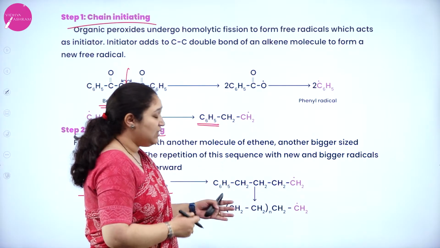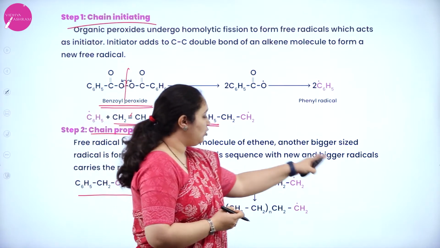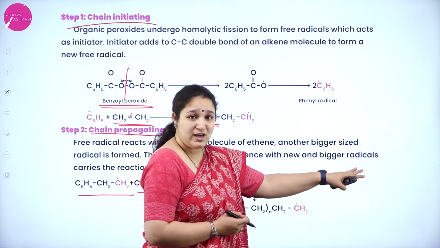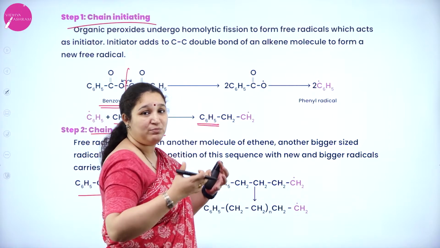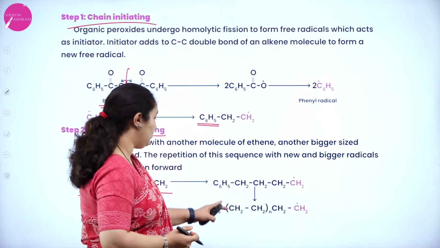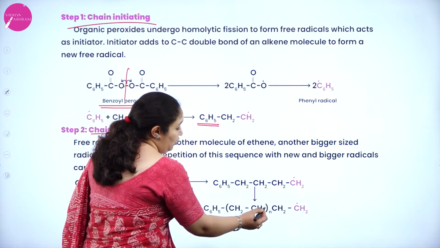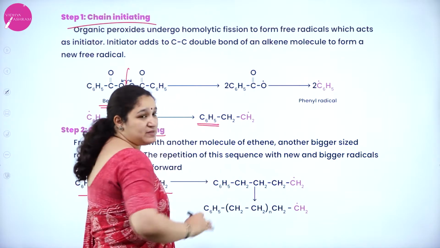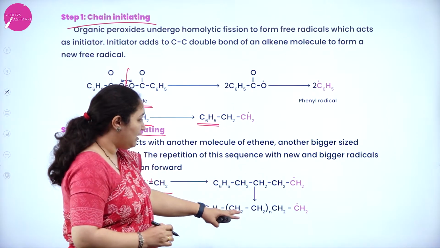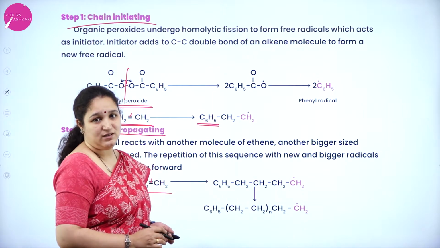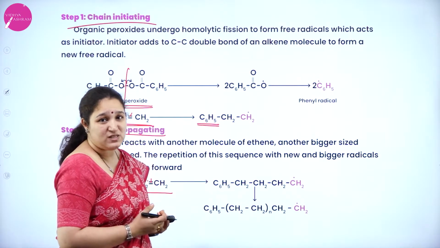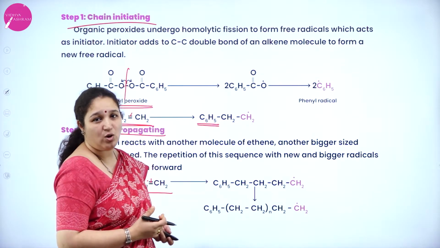Like this, continuously it will add to one more CH2 molecule, one more CH2 molecule, and you will get a bigger and bigger free radical. You can see CH2, n number of times, it can go on adding to form a large free radical. Now, how do we stop this? This can go on and on for a long time.